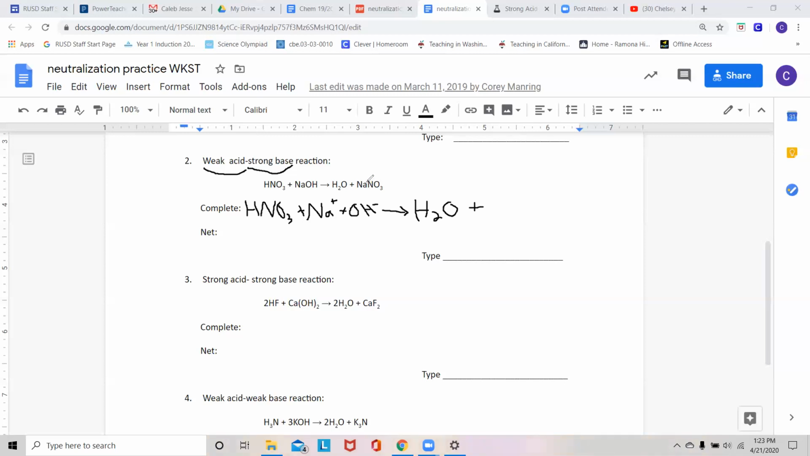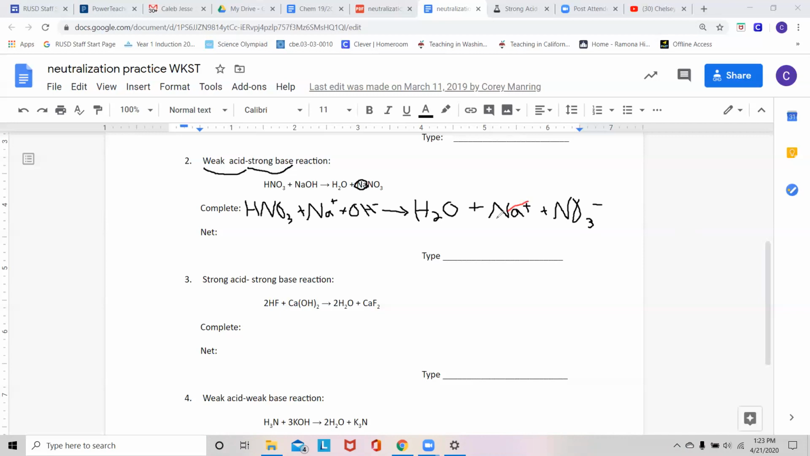So in this case, our cation, our metal, is sodium, and our anion is nitrate. So those things are automatically going to split apart. So we're going to end up with Na plus, and we're going to end up with our NO3 minus over there. And then you start crossing stuff out because that's how you go between the complete ionic equation and the net ionic equation.